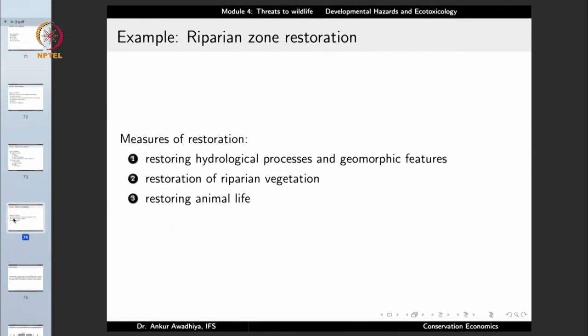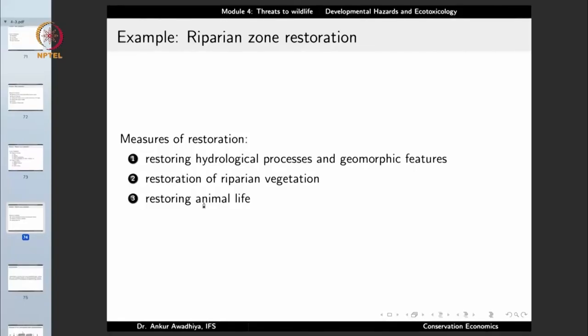Restoration actions would include things like restoring the hydrological processes and the geomorphic features. So if the floodplains have been diverted into construction areas, then probably some of these have to be brought back into the floodplains. Restoration of the riparian vegetation: in case certain invasive species have invaded into the area, then they will have to be removed and the natural indigenous riparian vegetation will have to be brought back. That will be a restoring action.